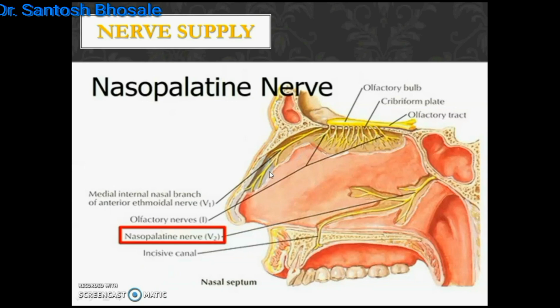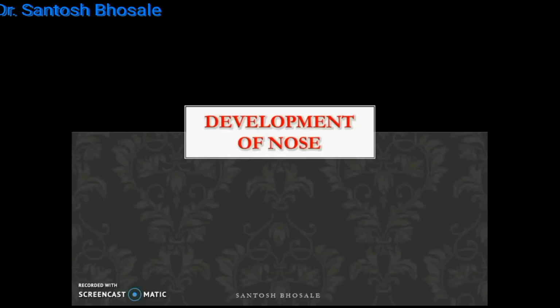The olfactory part is innervated by the olfactory nerves. You can see the nasopalatine nerve. All these are branches of the pterygopalatine ganglion, the nasal branches of the pterygopalatine ganglion. So all these nasal glands and nasal mucosa are supplied by the pterygopalatine ganglion.